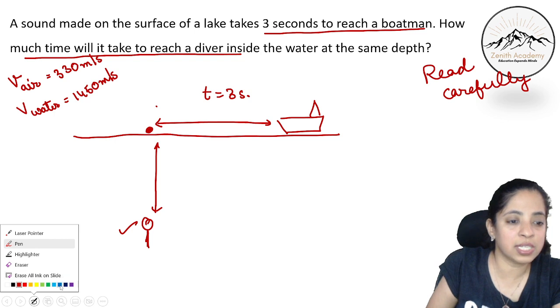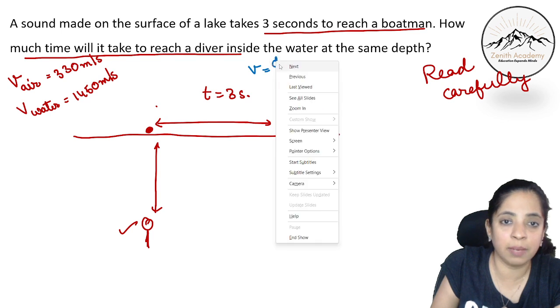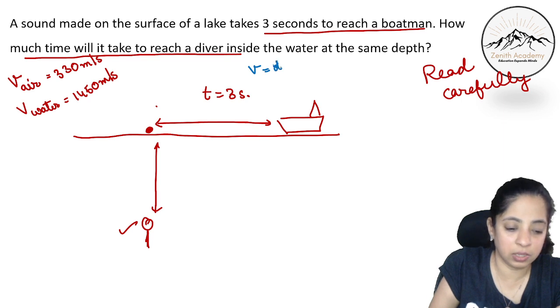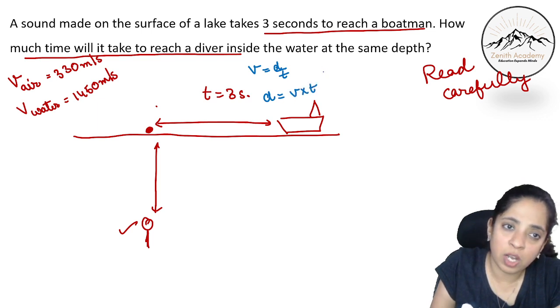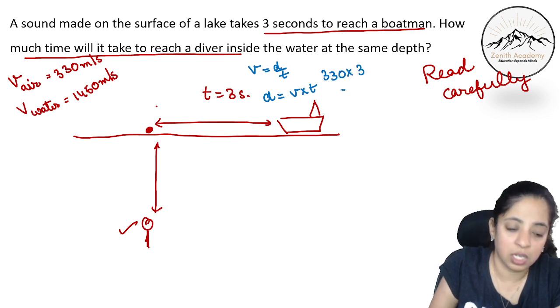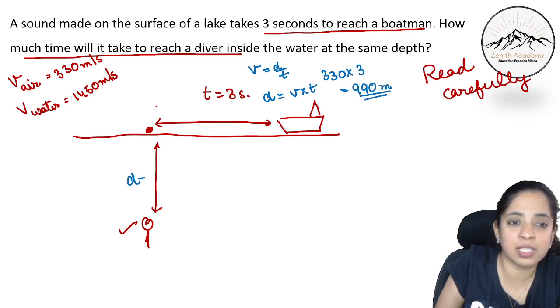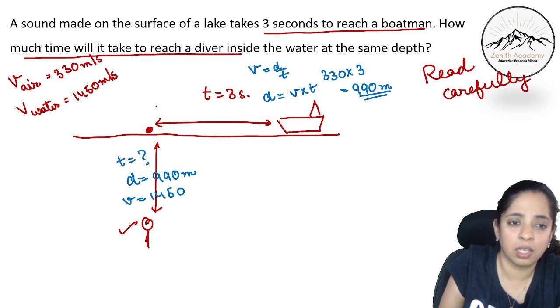Okay, so in the first case, we know velocity is distance by time. So we have to find distance. Distance is velocity into time. Now velocity is 330 because it is in air, and time is 3 seconds. So this will be 990 meters here. So at the same depth, the distance is 990 meter. Speed is given 1450. What is asked? Time is asked. So you can find.